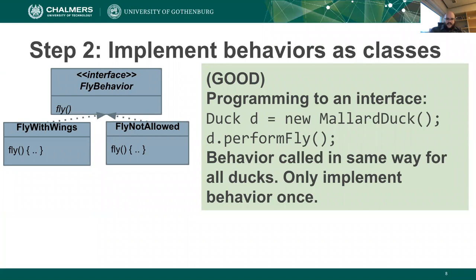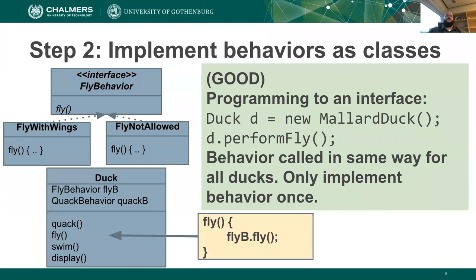But now we have this set of reusable, pluggable assets, right? Flying with wings, flying not allowed, flying with bat wings. I don't know, whatever else we'd want to implement, flying with a jet engine, right? And each of those is contained in its own unit that we then plug in, implementing an interface so that we know what to call, right? No matter what type of duck we have, we can call a fly method and it's going to delegate it to the right particular plugin, right?